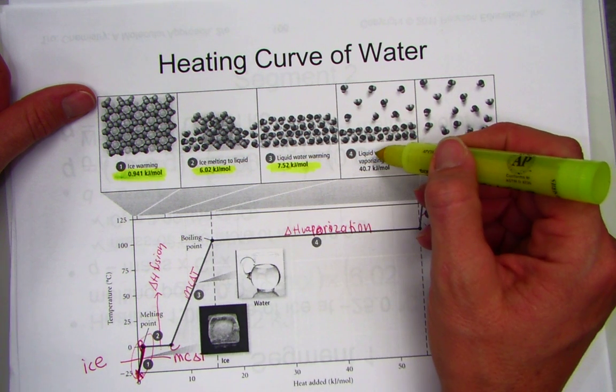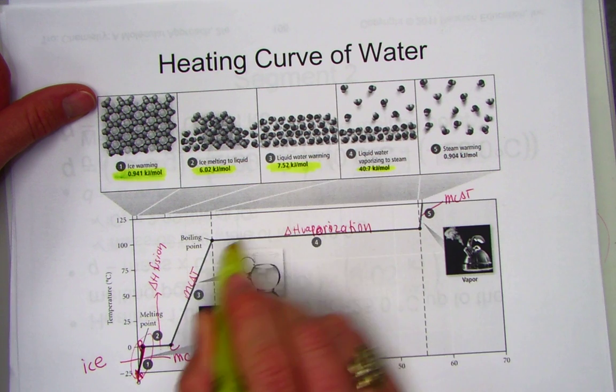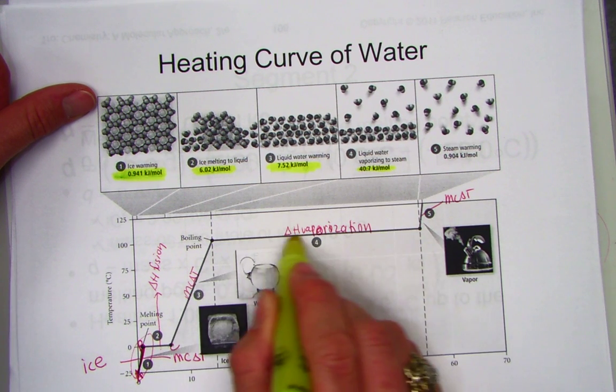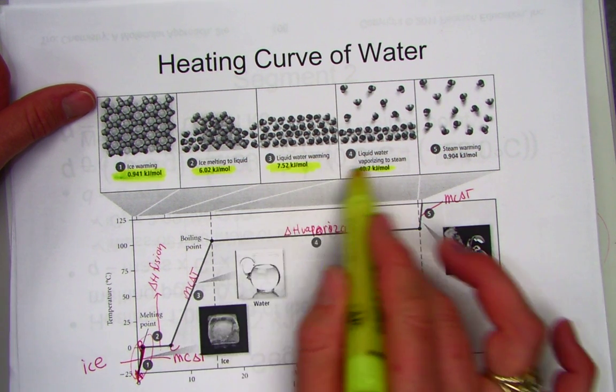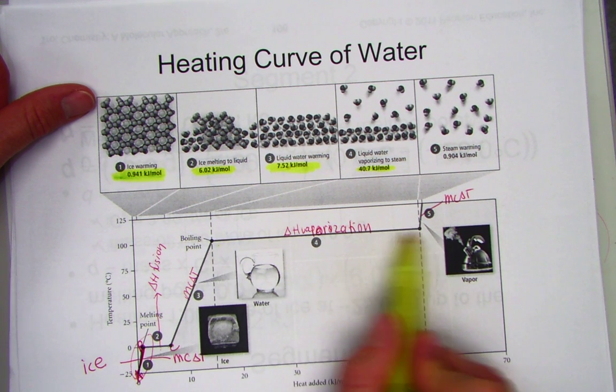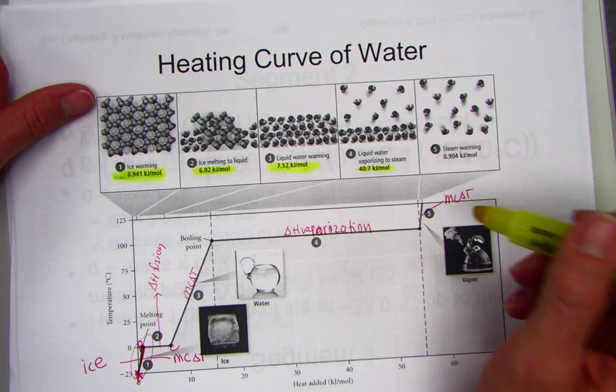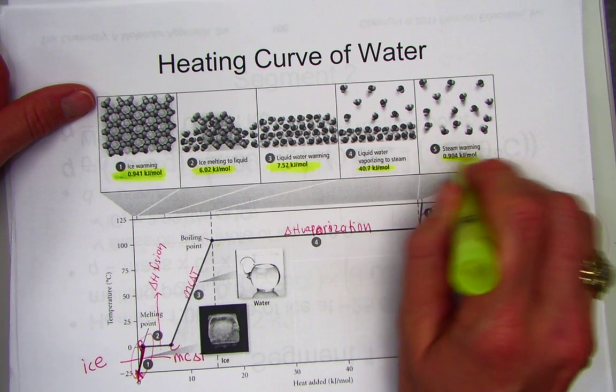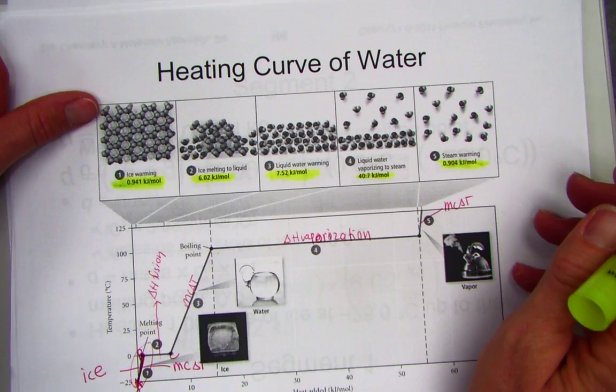Line segment 4, 40.7. That's a huge number compared to the ones we've seen so far, and by far the longest segment of this graph. And line segment 5, 0.904 kJ per mole.